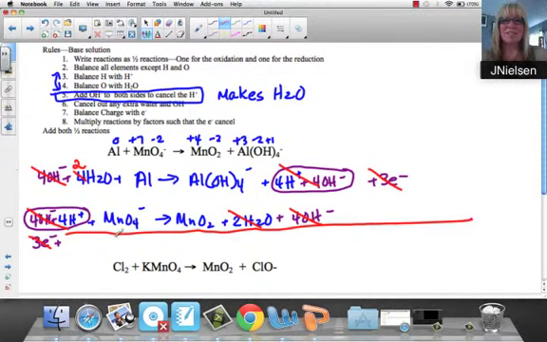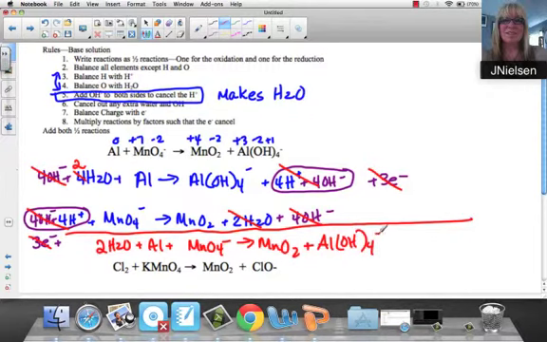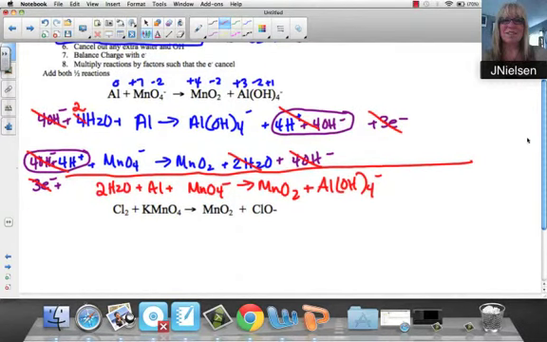And I've got 2 H2O left, plus Al, plus MnO4 minus, yields MnO2, sorry, plus AlOH4 minus. And that's that one. Let's do another one for practice here.